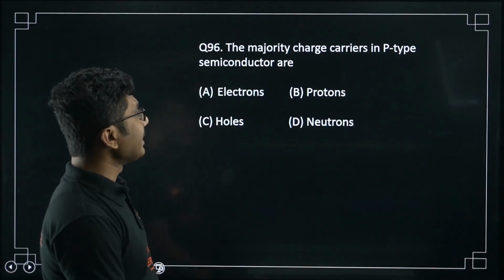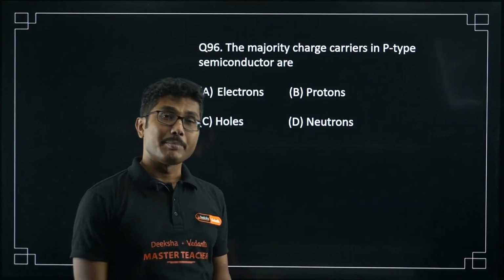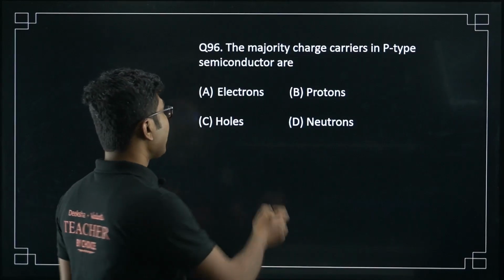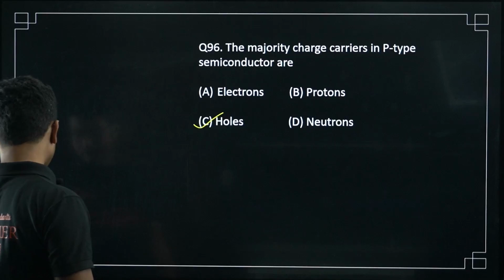Next, the majority charge carriers in a p-type semiconductor. In a p-type semiconductor, majority charge carriers are holes, and minority charge carriers are obviously electrons.